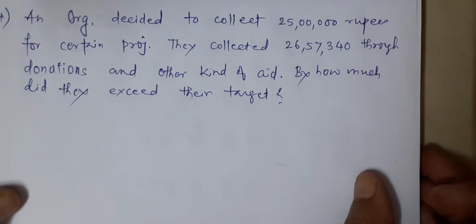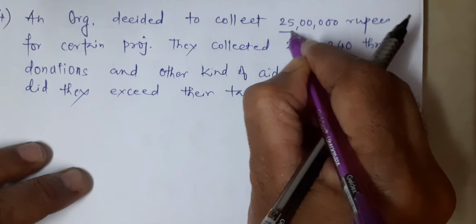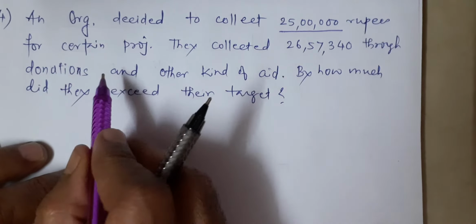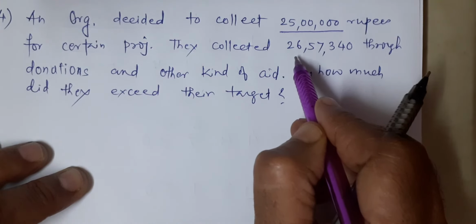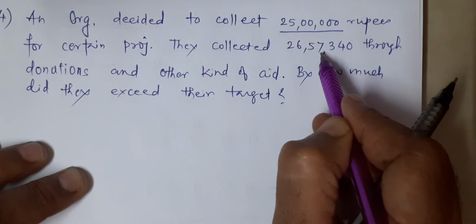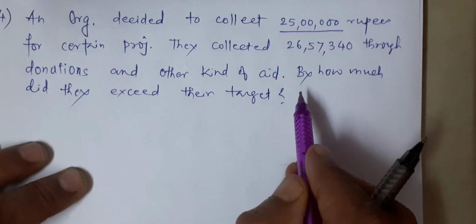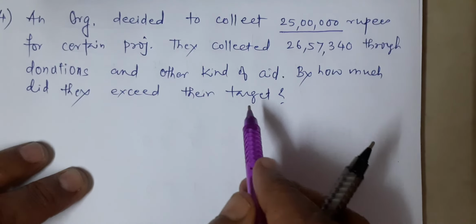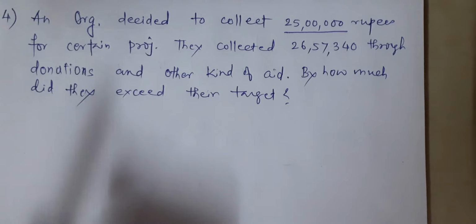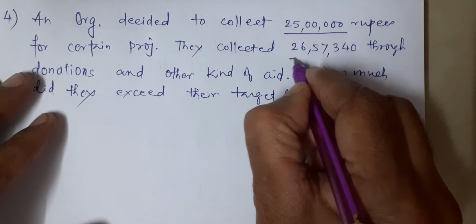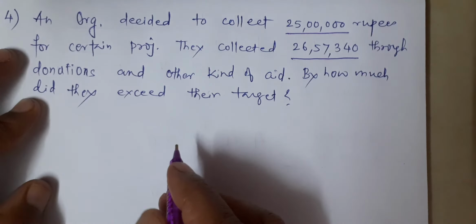An organization decided to collect 25 lakh rupees for a certain project, but they actually collected 26 lakh 57,340 through donations and other kinds of aid. By how much did they exceed their target? Actually the target was 25 lakh and they collected 26 lakh 57,340 through donations or aid.